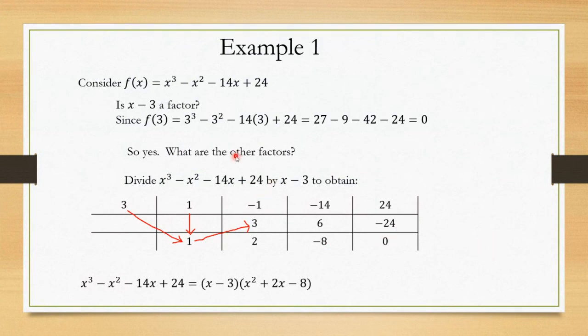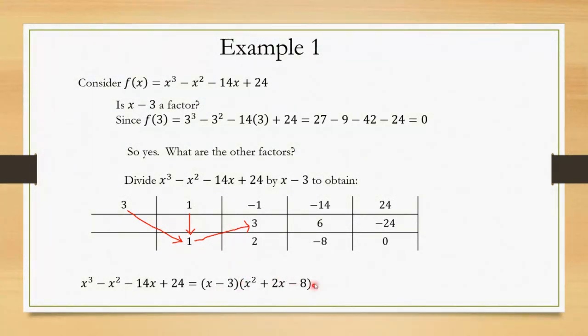So, that's another way of confirming that, yeah, this is a factor. The remainder is 0. But now we know what the quotient is, right? This is degree 3. The quotient is degree 2. So we get x squared plus 2x minus 8. So this polynomial is x minus 3 times x squared plus 2x minus 8.